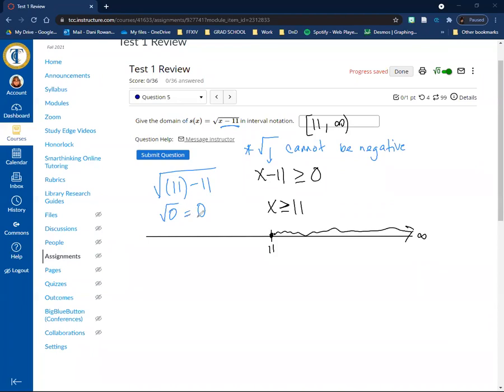Remember, 0 is not a negative number, so it's something that works. The only rule about a square root is that it can't be negative. Oh, so we put the bracket there because we changed it from a negative to a positive? Right. Okay, perfect. Thank you. It's just a matter of because 11 is included and works for this domain, it is included. So it's a bracket.